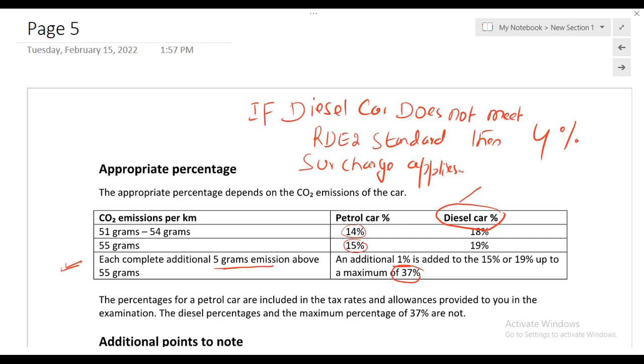But if it is a diesel car and it meets the RDE2 standard, then there is no difference between a petrol car and a diesel car when it comes to calculating the CO2 percentage. Repeat. For example, the given car is a diesel car. Second, the examiner says this diesel car meets the RDE2 standard. Then there is no difference between a diesel car and a petrol car when it comes to calculating the CO2 percentage.